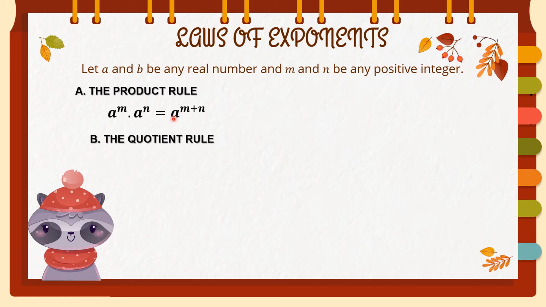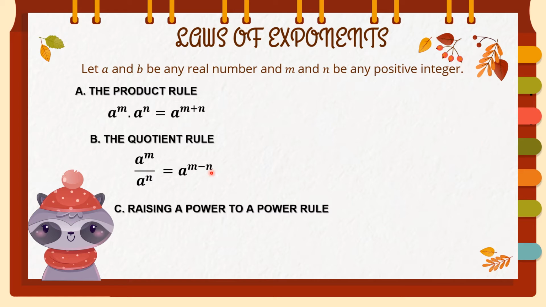Pangalawa, or the second one, that is what we call the quotient rule. Kapag sa quotient rule naman, if parehas ang base natin, for example, A raised to the M power divided by A raised to the N power is equal to A. Copy the base and then subtract the exponent. So, M minus N. Yung pangatlo natin, yung tinatawag nating raising a power to a power rule.